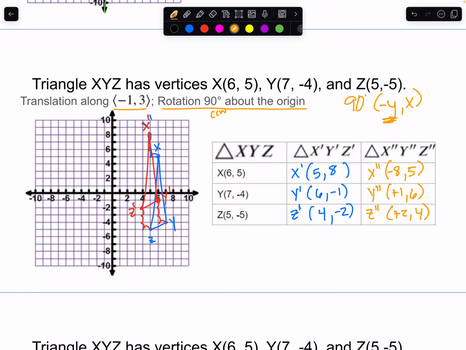And that's how you would find a 90-degree rotation. You're switching the x and y values, and then the opposite of the y value, which is now the x value. I'm not going to go ahead and graph that since we already have the points. Feel free to plot those points here, and you can see how it would rotate.